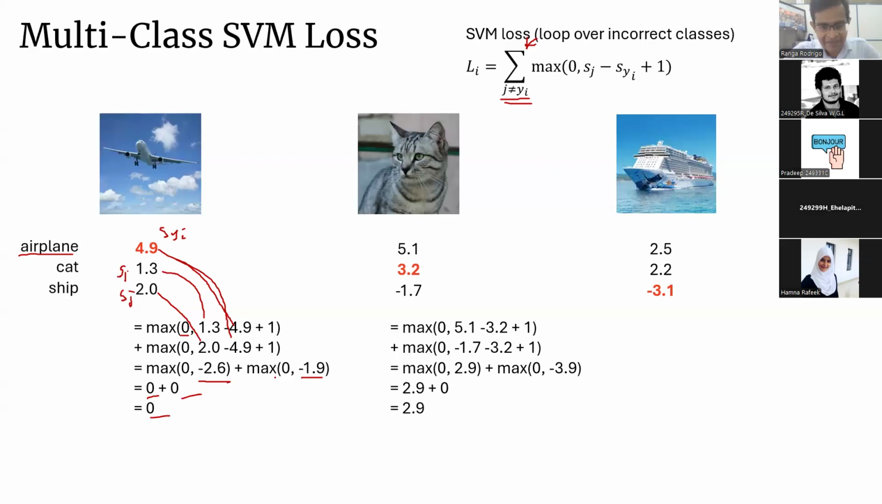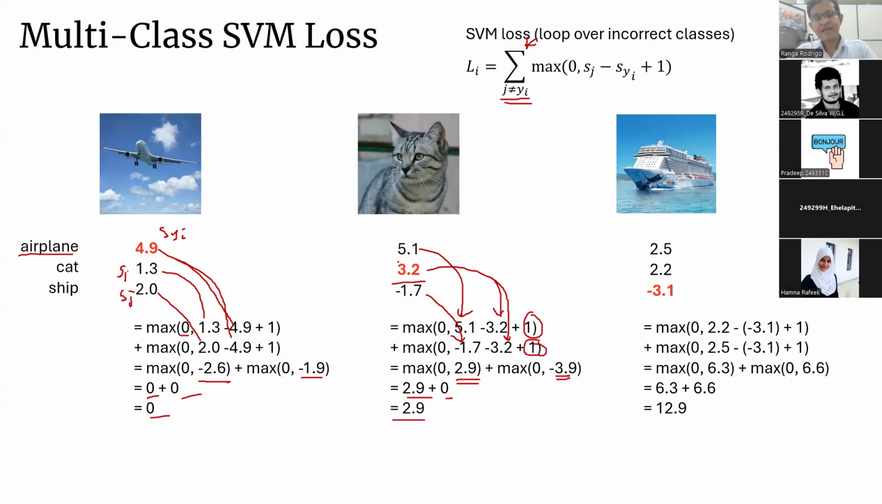Let's take the other example. Now, the correct class score is 3.2. So you put it here. Incorrect class scores are 5.1 and minus 1.7. So here you get 2.9. Here you get minus 3.9. 2.9 you get because this one margin also has to be added. So here you make a loss of 2.9. Here 0, altogether 2.9.